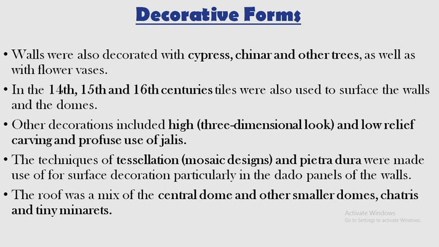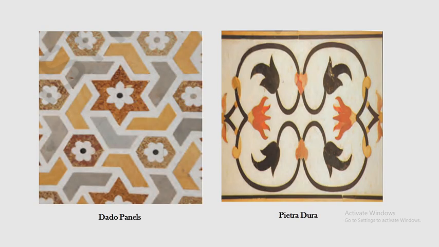The techniques of tessellation, mosaic designs, and pietra dura were made use of for surface decoration, particularly in the dado panels of the walls. The roof was a mix of the central dome and other smaller domes, chhatris, and tiny minarets. You can see here the dado panels and the pietra dura art. In the dado panels, they don't use precious stones. But in pietra dura, in complete darkness, you can see the illumination of the semi-precious stones which were incorporated in the designs.